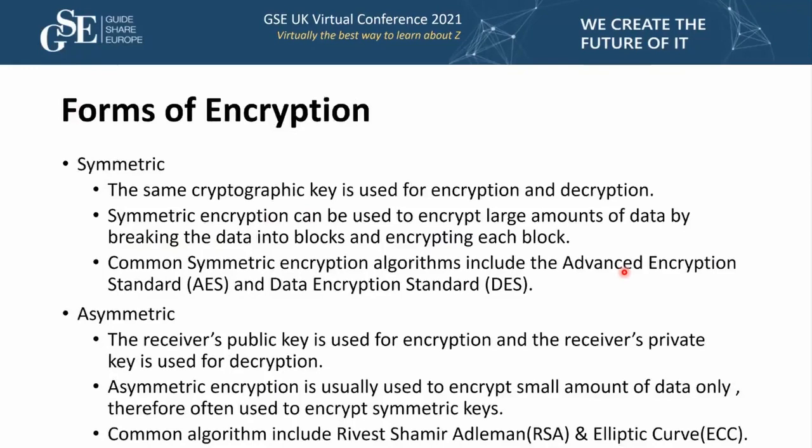Forms of encryption. There are two types of encryption, symmetric and asymmetric. With symmetric encryption, the same cryptographic key is used for encryption and decryption. Symmetric encryption can be used to encrypt large amounts of data by breaking the data into blocks and encrypting each block. With asymmetric encryption, the receiver's public key is used for encryption and the receiver's private key is used for decryption. Because asymmetric encryption can be used to encrypt small amounts of data only, it often is used to encrypt symmetric keys. The encrypted symmetric key is then sent to a partner so that the communication between them can be encrypted with the symmetric keys. Standard cryptographic algorithms such as AES, DES, and RSA are public and validated by mathematicians, cryptographers, and cryptanalysts.